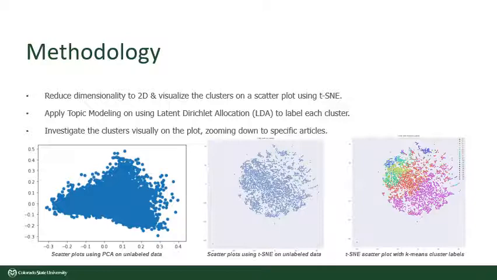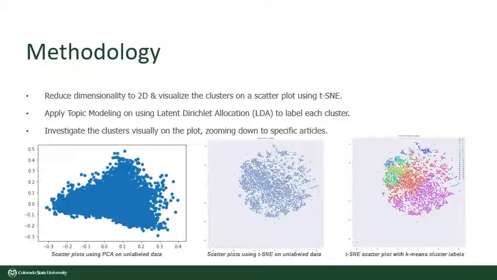Next, we use latent Dirichlet allocation or LDA for topic modeling. This step will assign topics to each cluster, making the clusters more informative. In LDA, each topic represents a set of words, and the goal is to map all the documents to the topics in a way such that the words in each document are mostly captured by those topics.